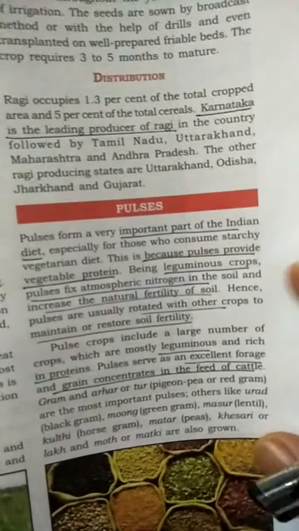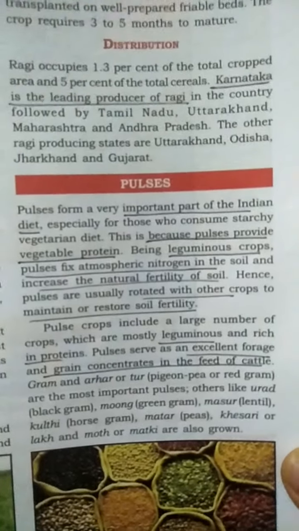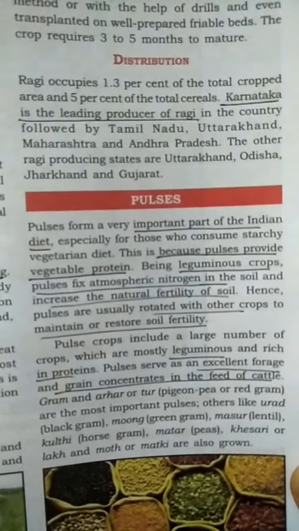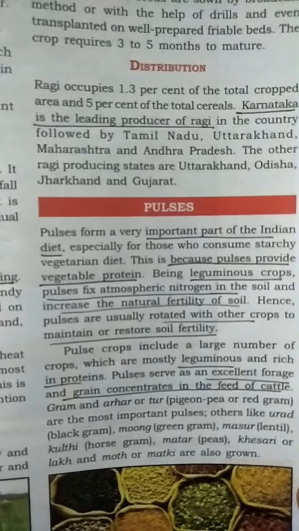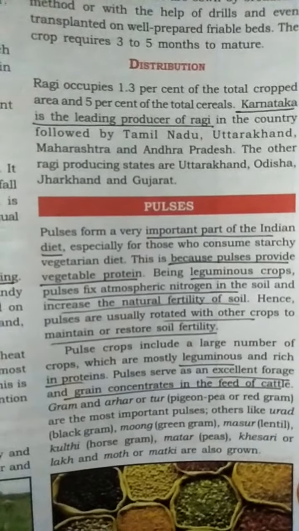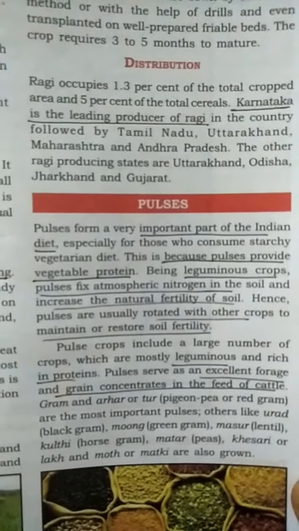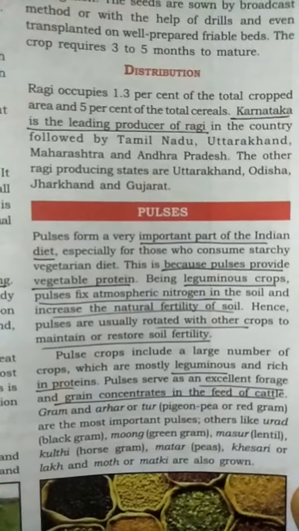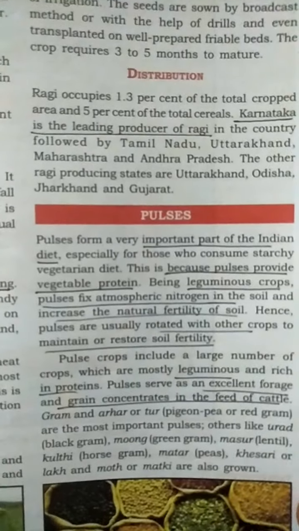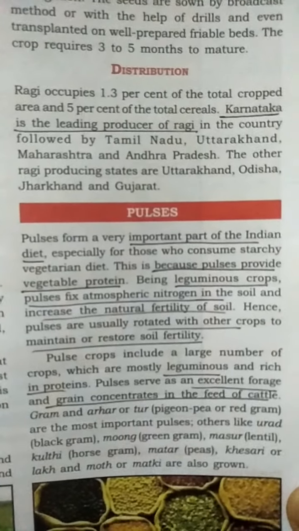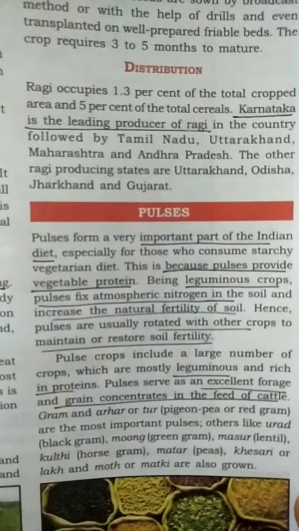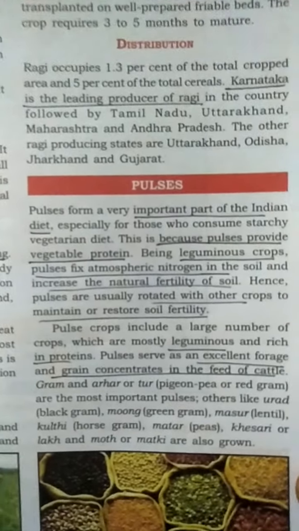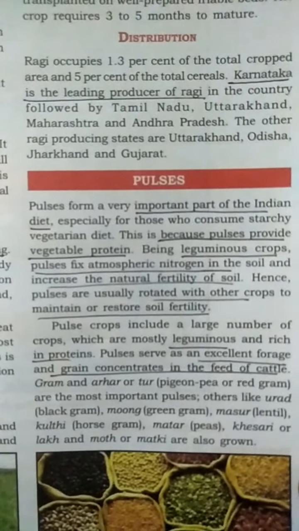The last food crop, pulses. Pulses form very important part of Indian diet. Why? Because it provides vegetable protein. Another point of importance is that pulses are the leguminous crops. So they help in fixing atmospheric nitrogen in the soil and increase fertility of the soil. That is why these pulses are rotated with other crops so that the fertility of the soil can be maintained.